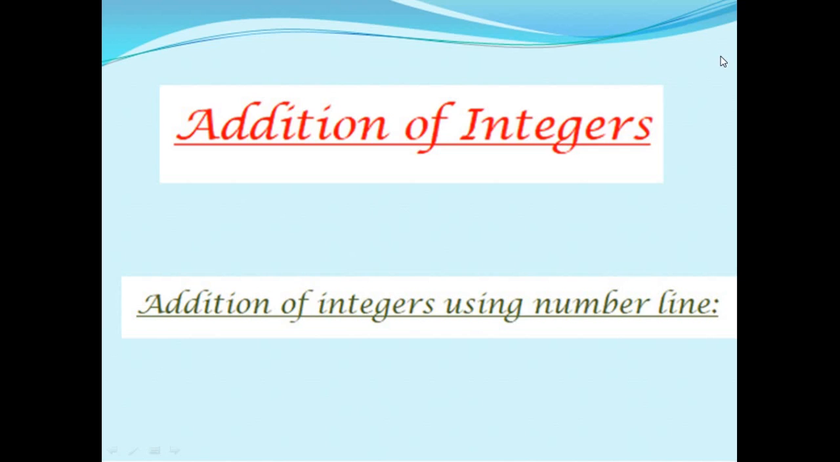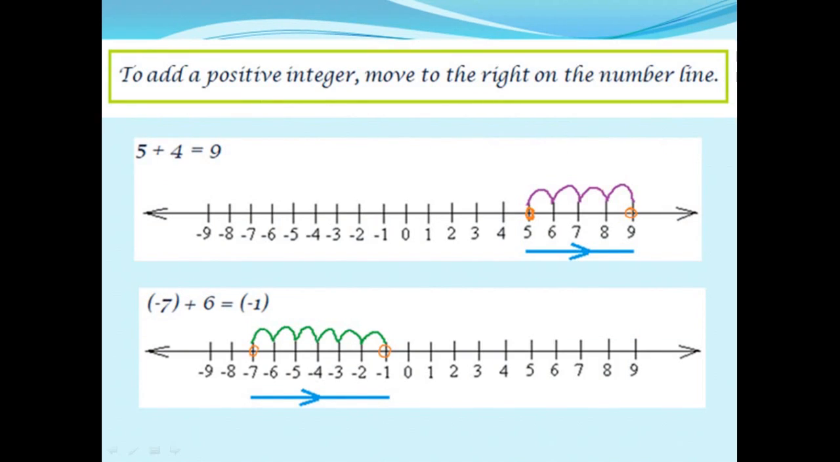Today, let's learn how to add and subtract integers. Let's first use number line for this purpose. So, we are going to add a positive integer with any other integer. Let's take the first example. It is 5 plus 4. We are going to find the answer using number line.